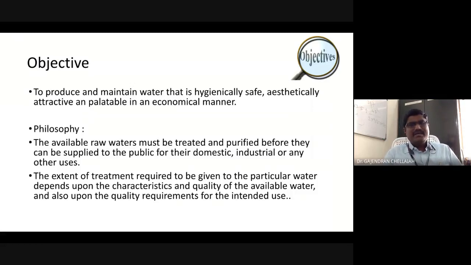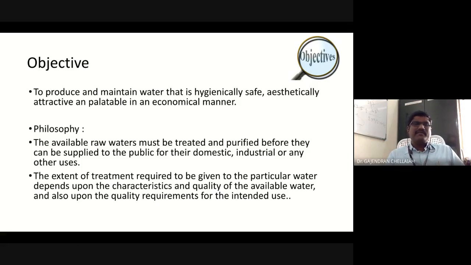Aesthetically attractive means the color of the water should be color free. Even if people say the water can be drinkable, if it is yellowish or brown in color, we won't take it. So we have to keep the water free from color, and palatable in an economical manner. We cannot afford a major amount for water treatment or supply, so economically also it should be viable.